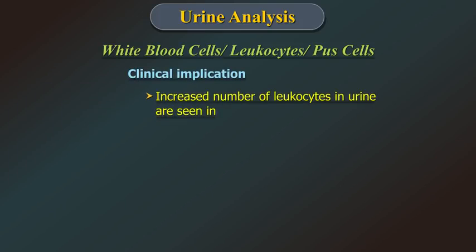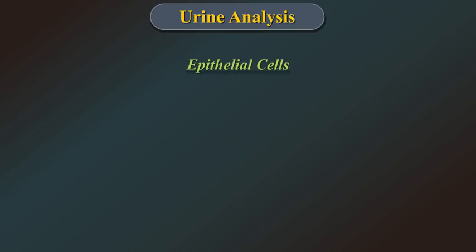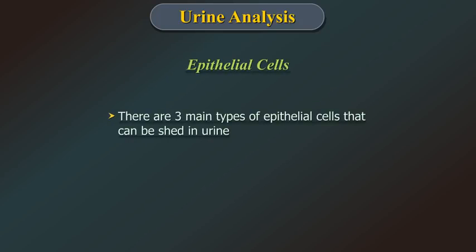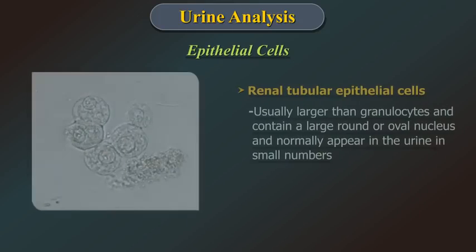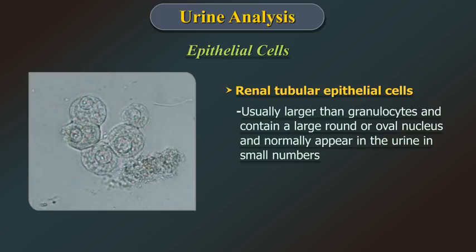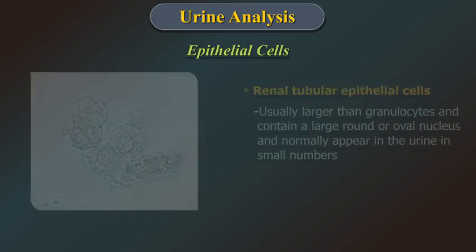Clinical implication. Increased number of leukocytes in urine are seen in cases of urinary tract infection, renal diseases, bladder tumor. Epithelial cells. There are three main types of epithelial cells which can be shed in urine. The renal tubular epithelial cells, which are usually larger than granulocytes and contain a large round or oval nucleus, normally appear in the urine in small numbers.